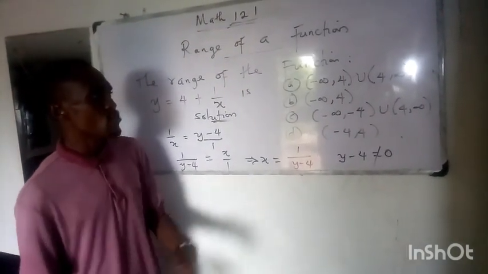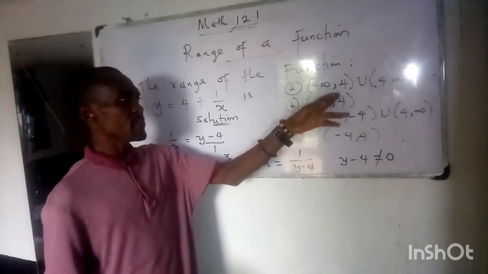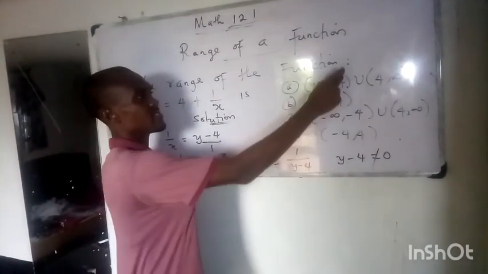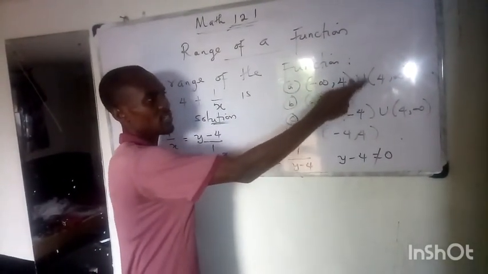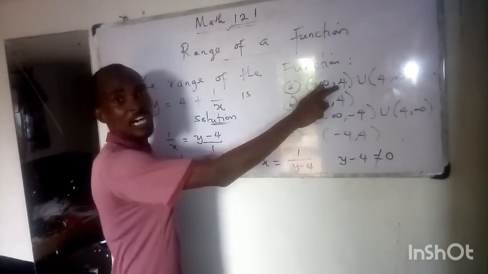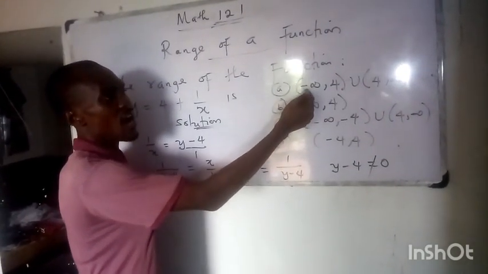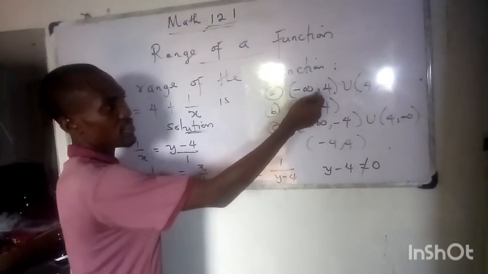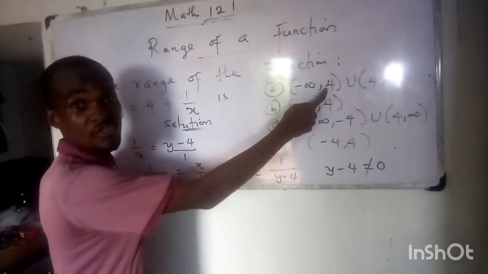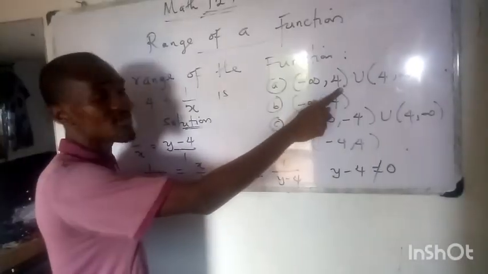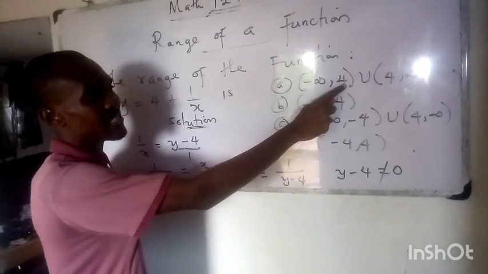Now what do we have here? We have minus infinity ranging to 4. Remember, because of this bracket notation, this 4 is not captured. So this simply means from minus infinity to what? To 3. 4 is not captured. This is excluding 4. This is less than 4.